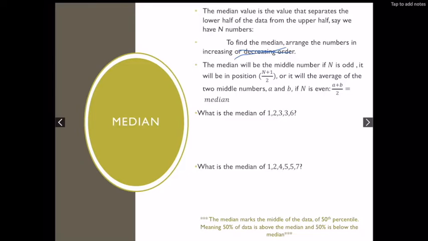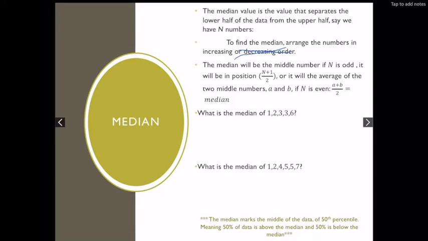The median is going to be the middle number if n is odd. It's going to be in position (n plus 1) divided by 2. We'll go through that. Or it will be the average of the two middle numbers a and b if n is even. So let's take a look.